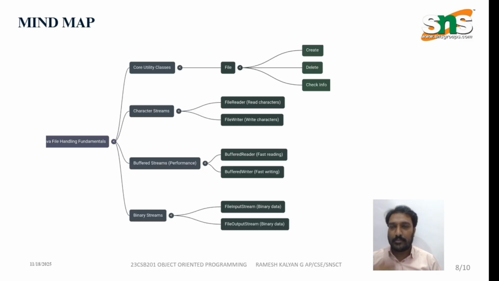This is the mind map of what we saw previously: the core utility classes, then character streams, buffered streams, and binary streams. In previous videos we have seen the various types of streams, buffered input output streams, and file input and output streams. These are a short summary of what we saw in this video and also in the previous videos.